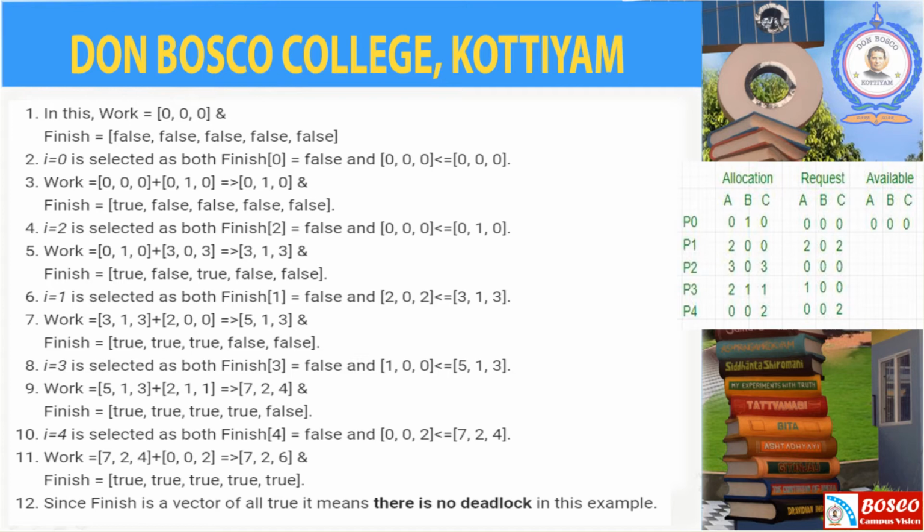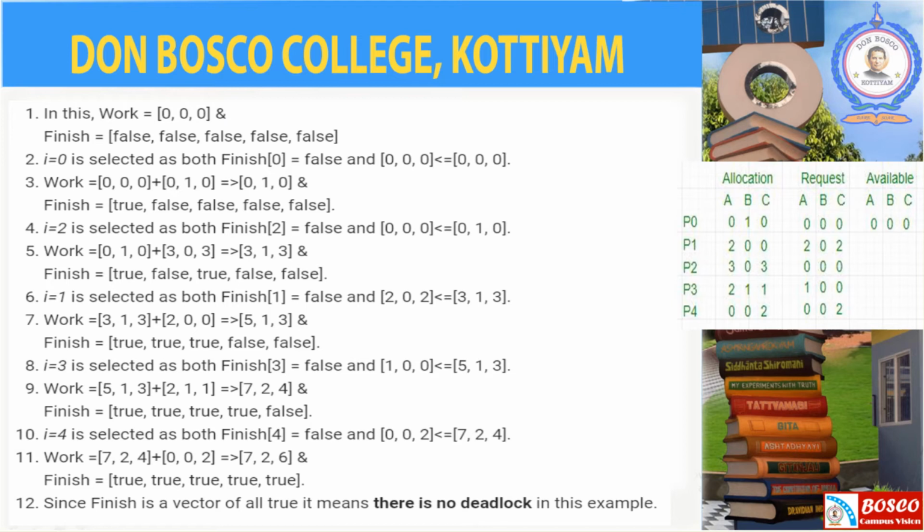Okay, then we take the next process, and it will continue till n minus 1. So next we look at i is equal to 1. We can check whether the finish is equal to false. Finish is false. And we have to check whether the request is less than the available.